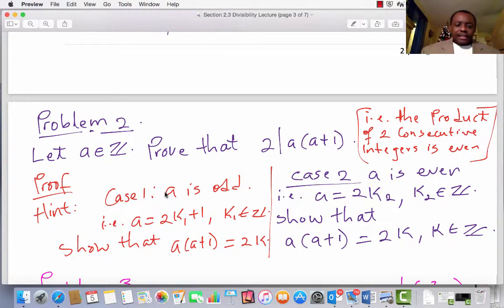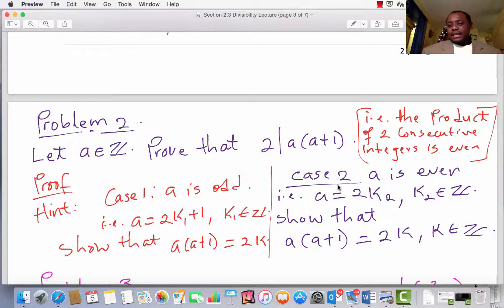Case 1. Take the case when A is odd. If A is odd, then A equals 2k1 plus 1 for some integer k1. Now multiply A times A plus 1 and observe that it would give you 2k for some integer k. In other words, A is 2k1 plus 1. A plus 1 will just be 2k1 plus 1 plus 1. You already see 2 coming out. And then prove that all of these nicely put together would lead you to some 2k.